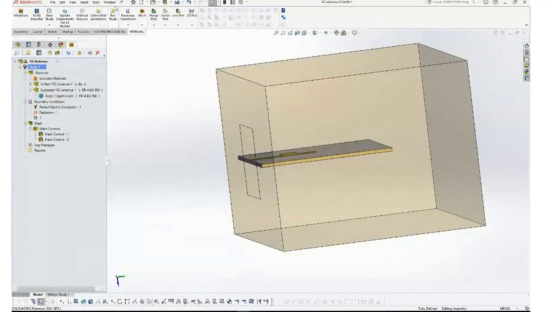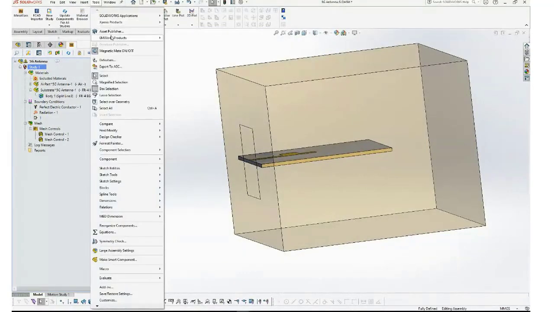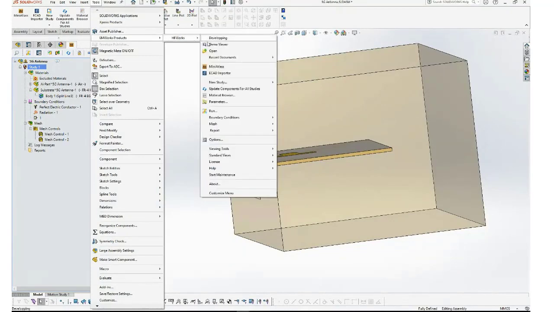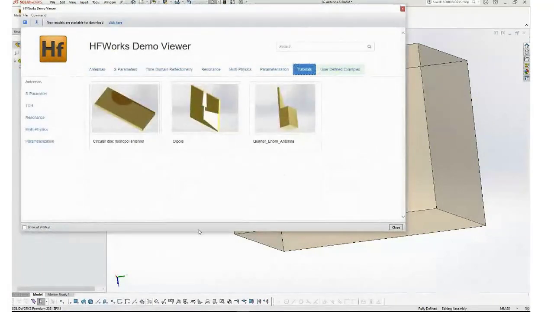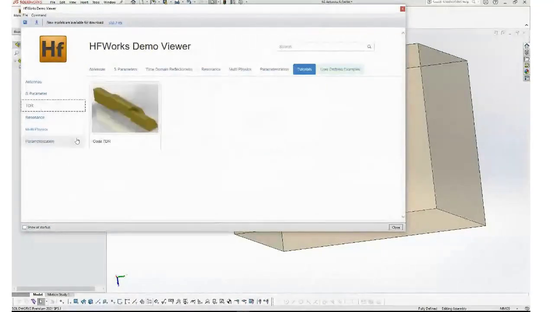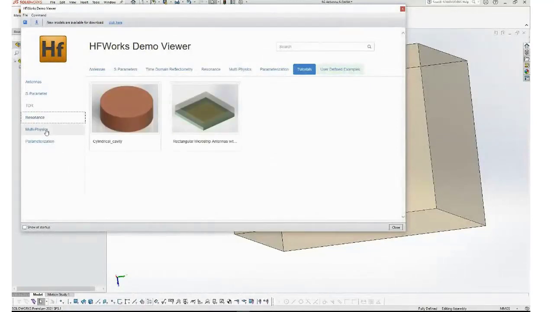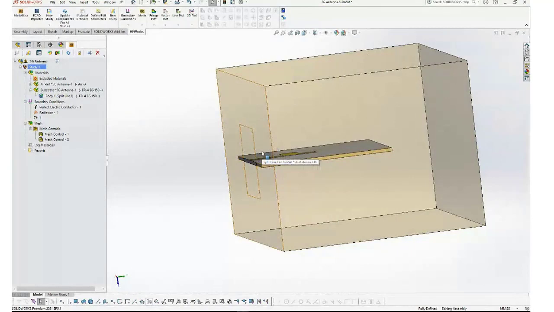That being said, again, the first starting point I would recommend is really to go into this demo viewer and go to the tutorial section. Pick one of these tutorials and follow it. These are antenna tutorials. You have S parameter tutorials, TDR tutorial, resonance tutorial, multi-physics tutorial, parameterization, how you do parameterization. So without even going to the other videos, the online videos and our YouTube channel and so on, you have a lot of material that you can use to help you get started and get trained.